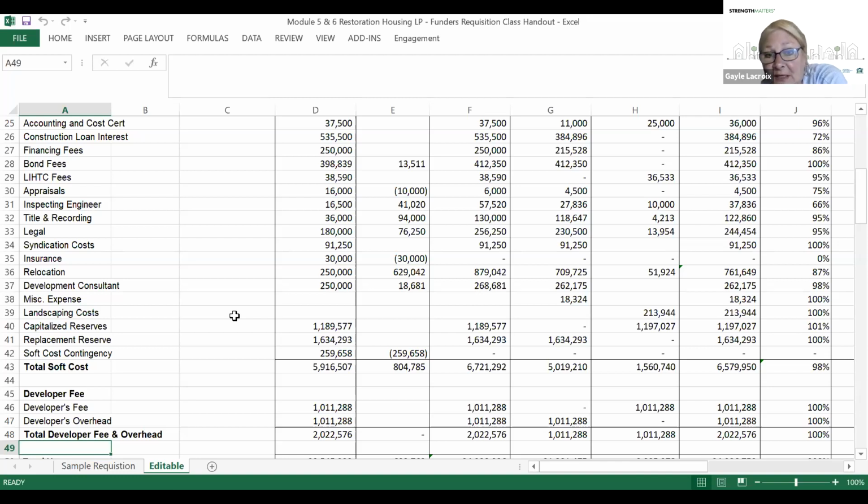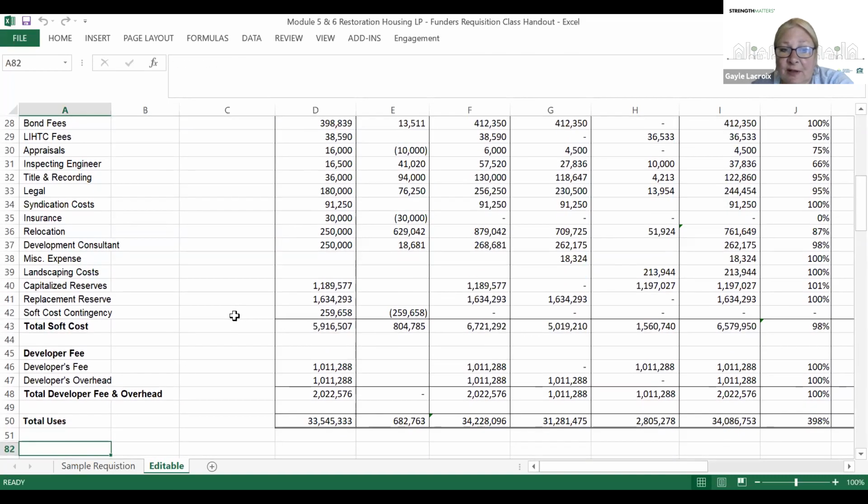We did have a development consultant. And then reserves that are capitalized, replacement reserves. So capitalized reserves would be operating reserves. They might be taxes and insurance reserves, and then replacement reserves. And there's our soft cost contingency. And just like up above, you don't want to invoice out of that line. You move that budget to where you need it.